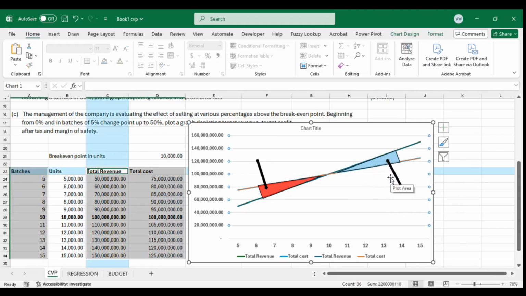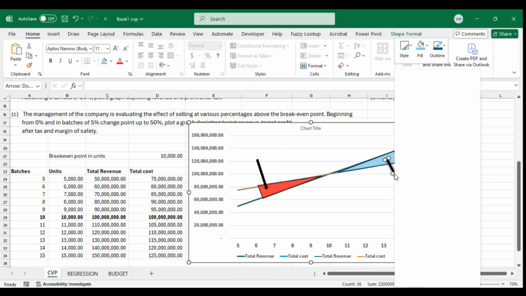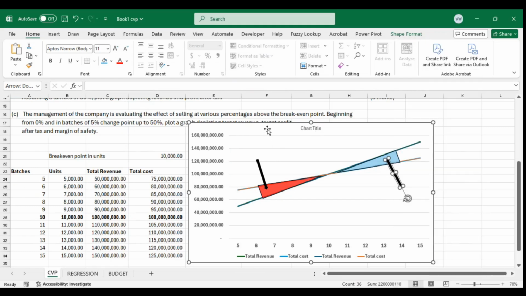Then we can also show the break-even point. And this is the break-even point. Okay.